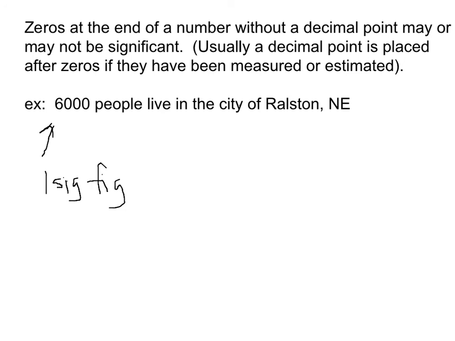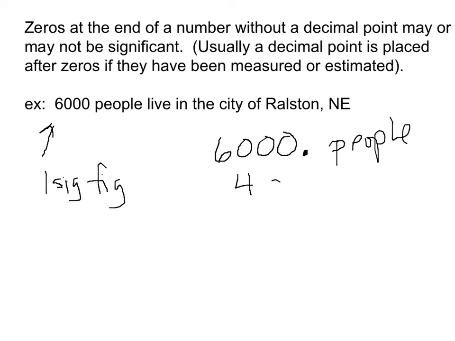Now, maybe when they went around and they did the census and they went door to door and counted the people, and there were exactly 6,000 people. I mean, to the person. They knocked on every door, and there just happened to be an exact even number, like 6,000. The way that you would record 6,000, showing that you measured and it is exact to the person, is you would place a decimal. So this would be 6,000 people accurate to the person. This one would have 4 sig figs.